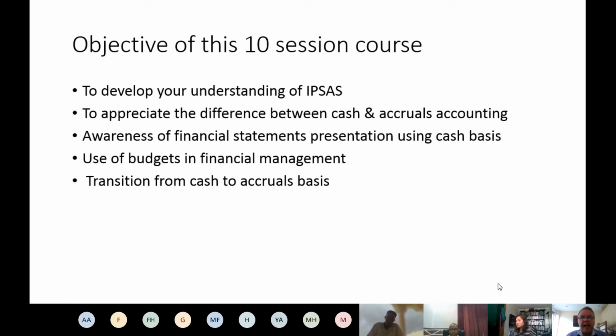We're going to talk about the awareness of financial statements presentation, like the formats and the layouts using the cash basis. And as Abby mentioned earlier, other parts of this syllabus involve budgets, budget establishment, budget monitoring, which we'll come on to later. And then towards the end, working towards the big transition from cash to accruals basis.